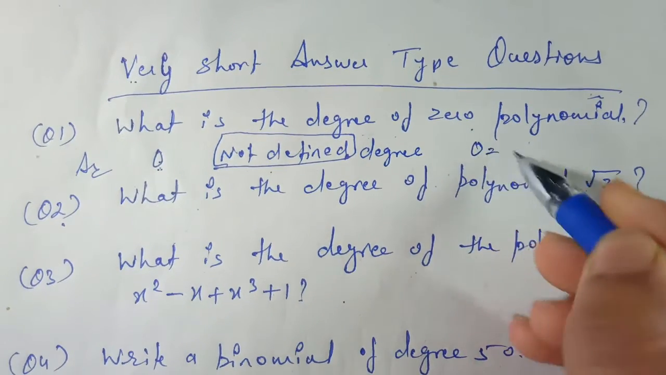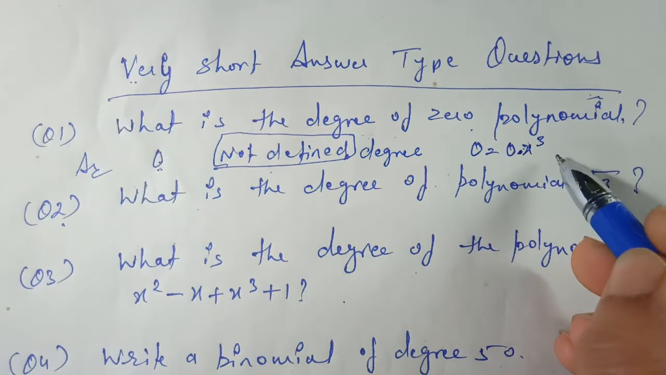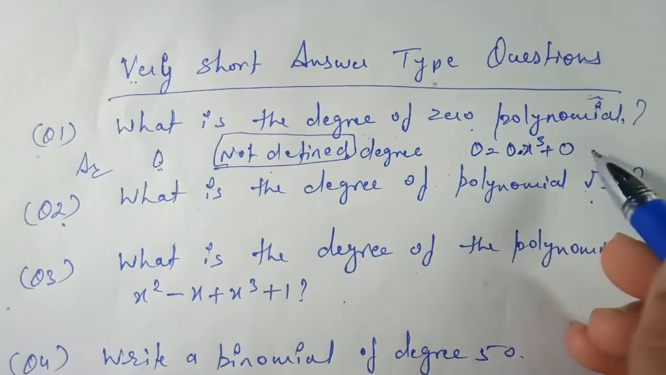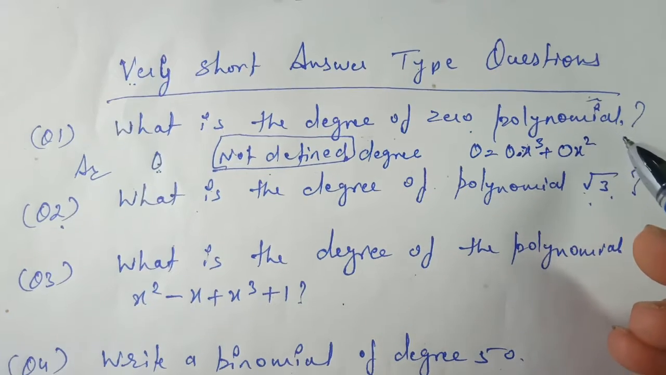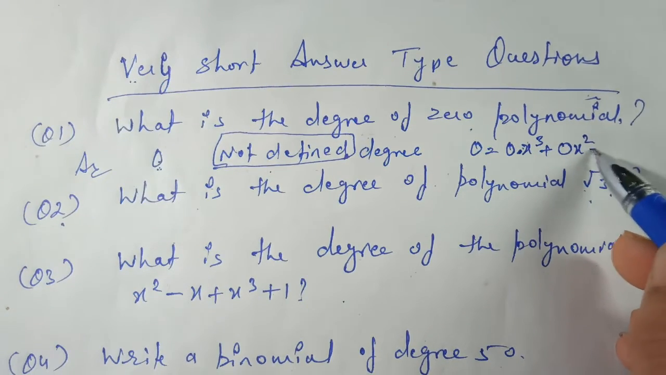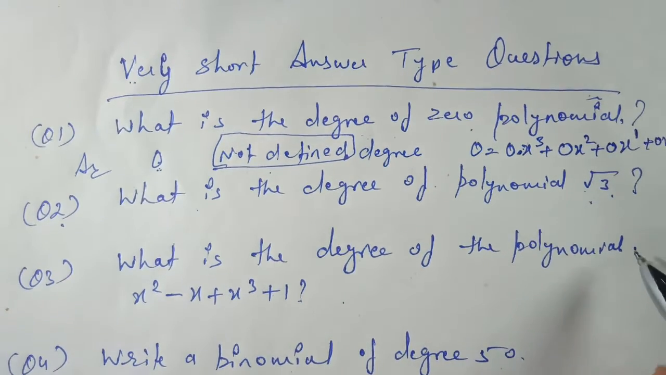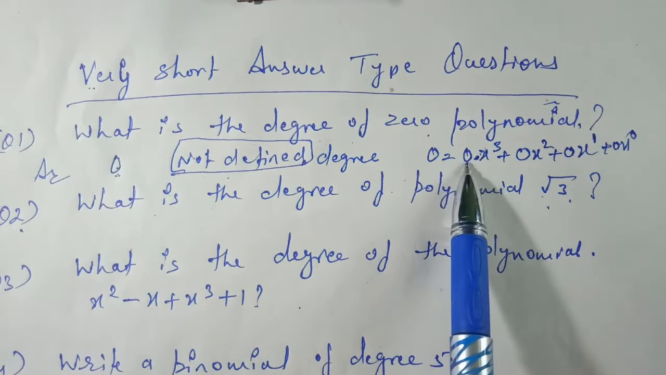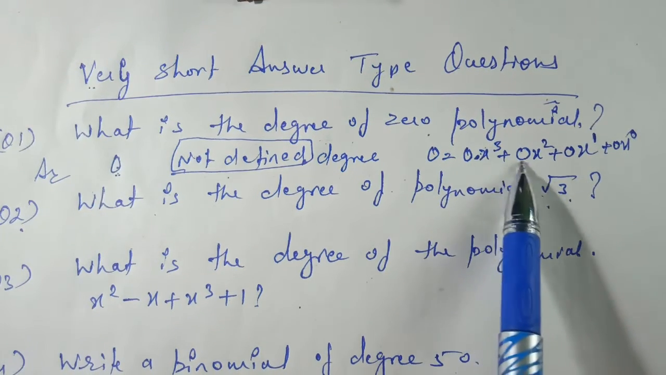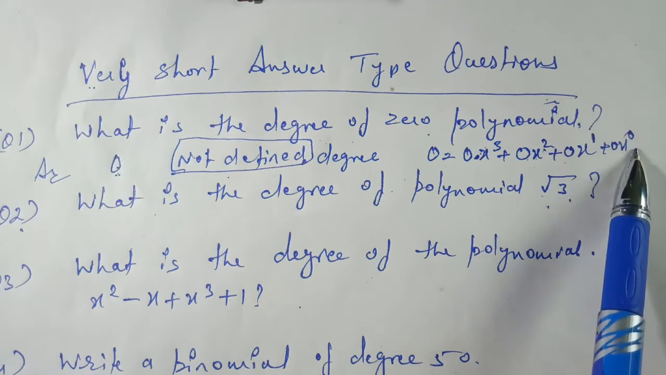If we try to write 0, we can write 0 x raised to the power 3 and 0 x raised to the power 2; you can continue your polynomial according to the definition of polynomial. If we write it down, it will be like this: 0 into x raised to the power 3 plus 0 into x raised to the power 2 plus 0 into x raised to the power 1 plus 0 into x raised to the power 0.